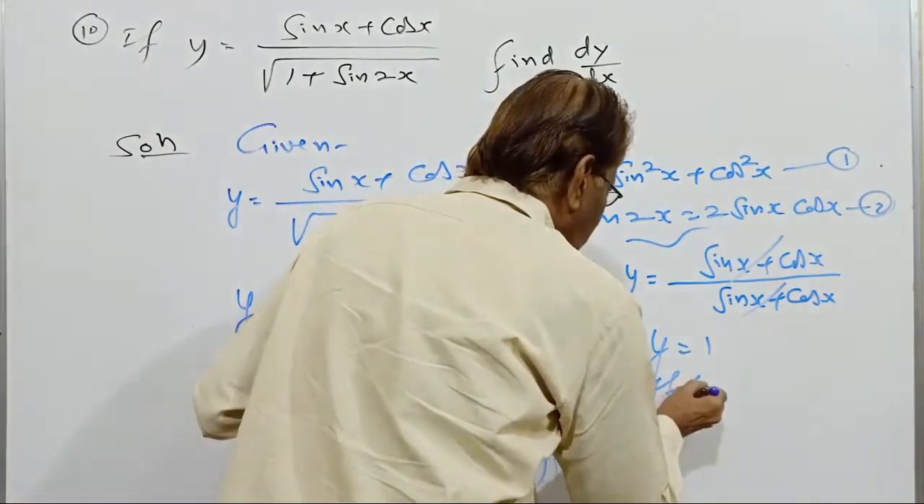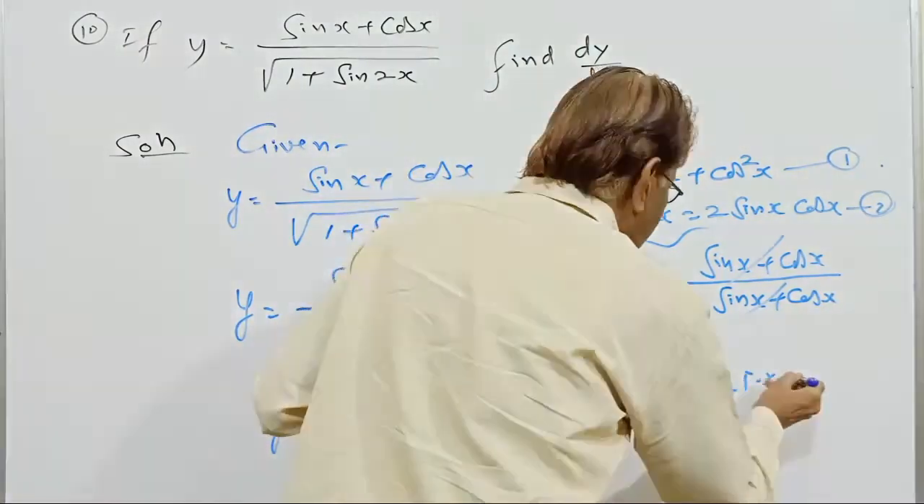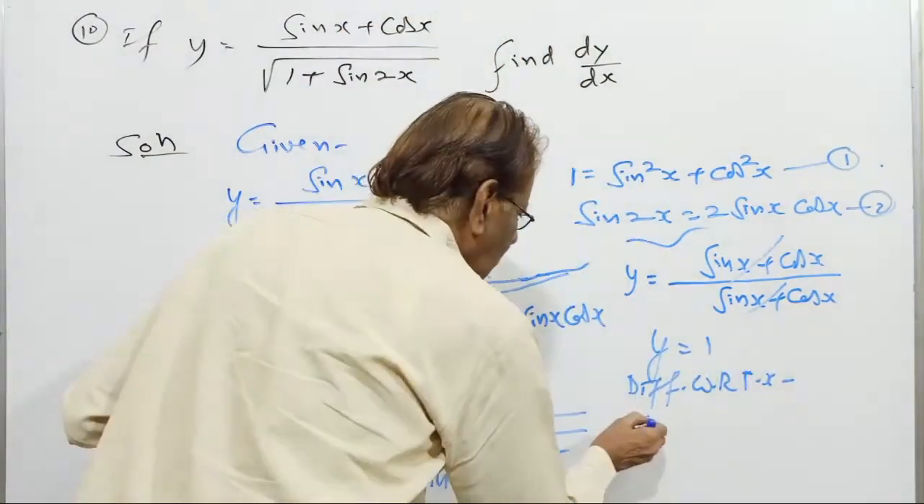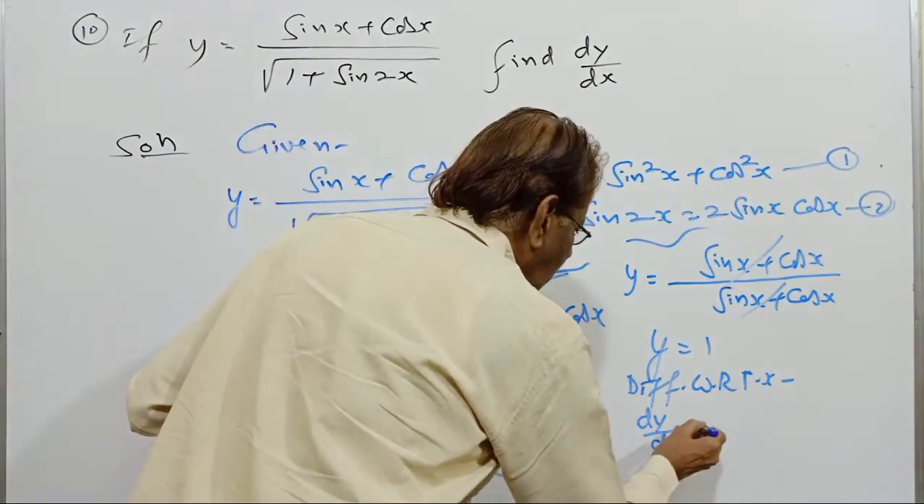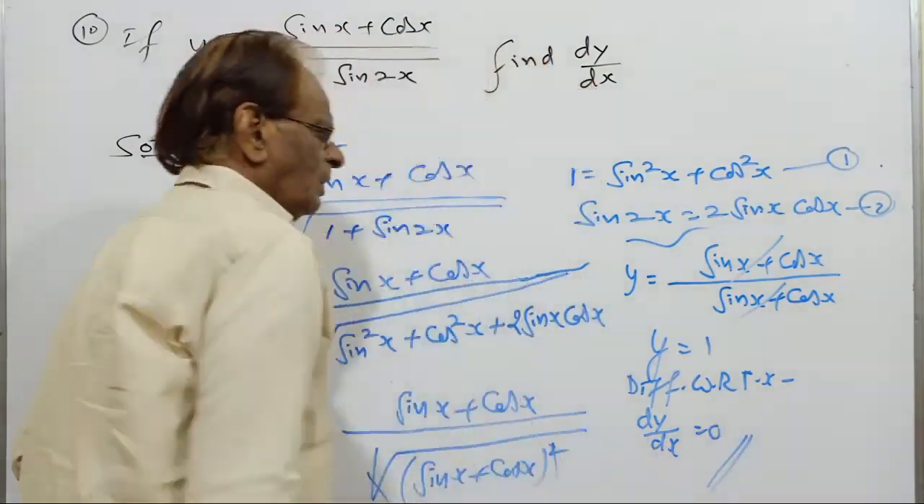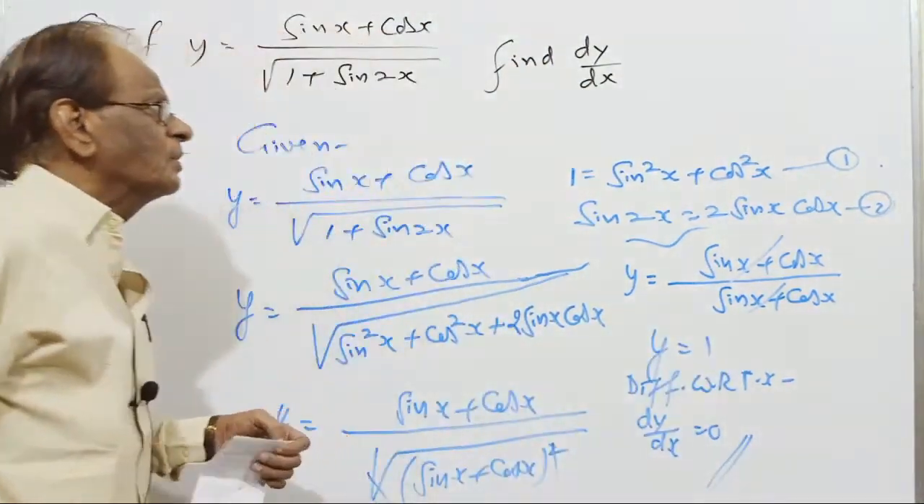Differentiating with respect to x, dy by dx equal to, 1 is a constant, its differentiation is 0.